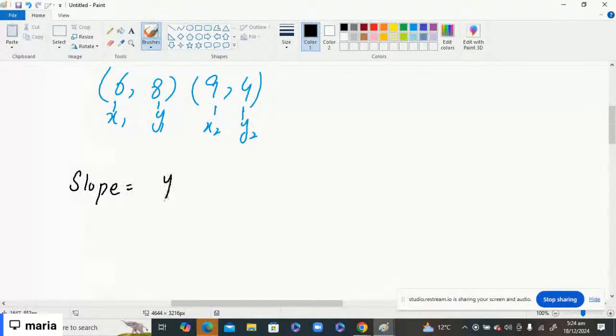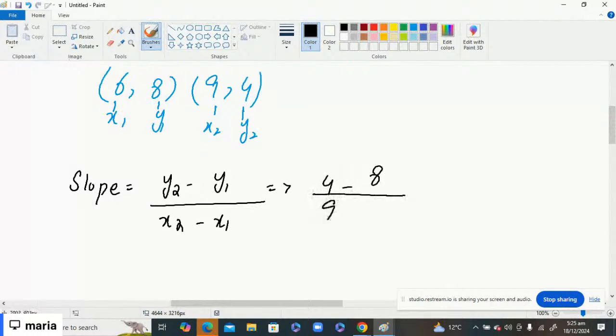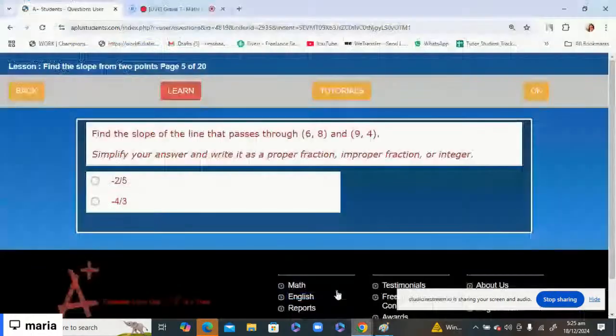Your slope is change in y over change in x. So what is change in y? Put y2 first, minus y1, over x2 minus x1. 4 minus 8 is minus 4. Okay. 9 minus 6, that is 3. So minus 4 by 3 is your answer.